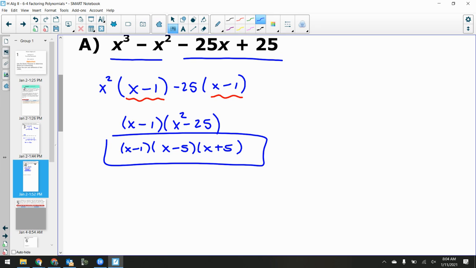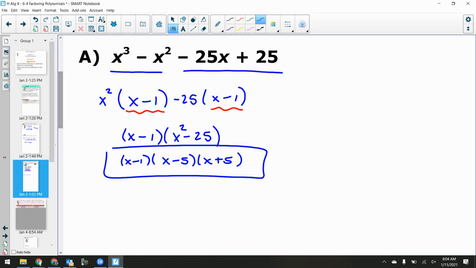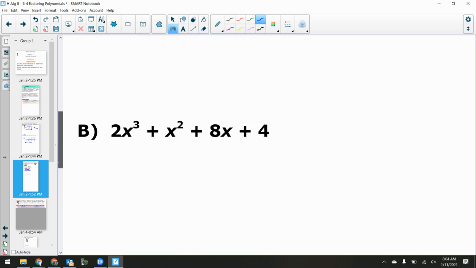How many factors does this have? 3 factors. What was the beginning? What was the degree of the polynomial? 3. Ooh, we might see a connection there.